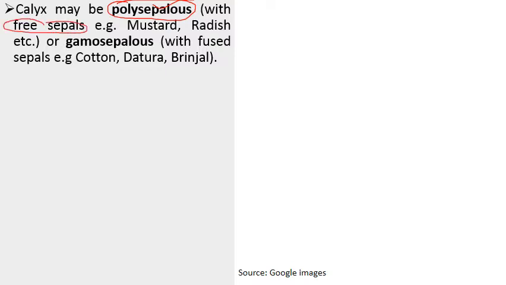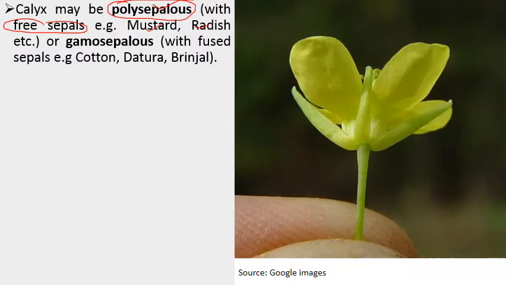For example, in case of mustard, radish, this is the photograph which shows the flower of mustard जिसमें जो sepals हैं they are free from each other, एक दूसरे के साथ fused नहीं है, और इस condition को कहता है polycephalous condition.